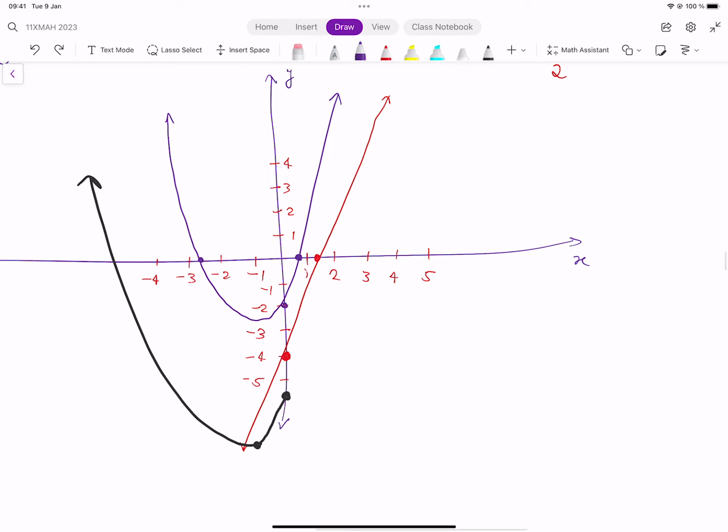Let's consider what's going to happen after that. So what question? I've lost the question. It was question 1e. So, sorry, just two seconds.